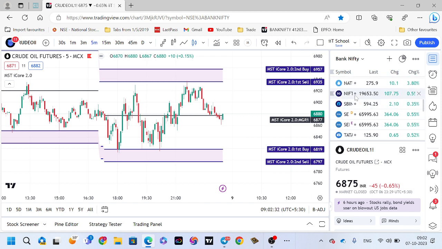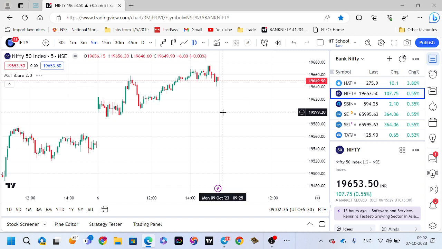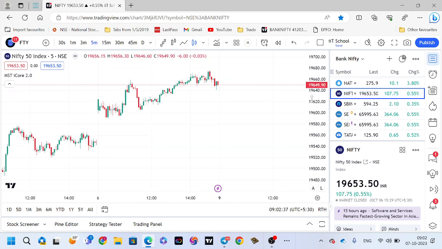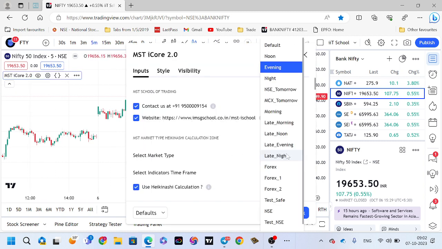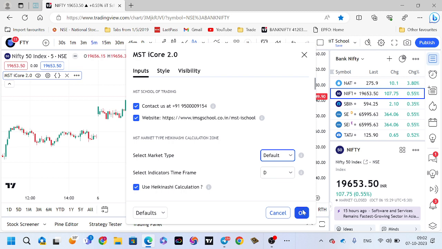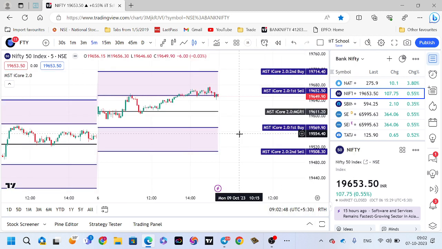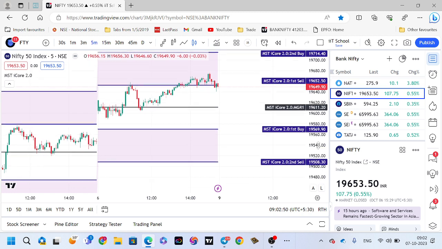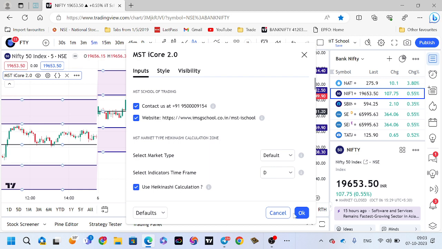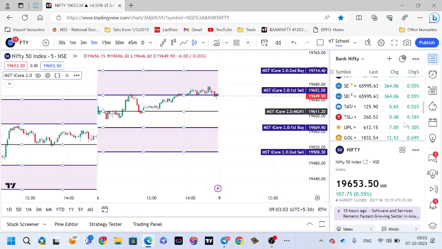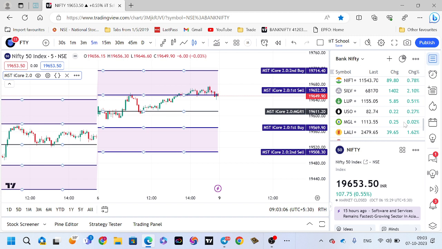Let me show you what happened in the Nifty. For Nifty we cannot keep the evening market, we have to keep the default market, right? Evening market is only for MCX. See here, sell activated, targets hit. We have to reduce the stop loss. If you had reduced the stop loss, then two targets would have hit. So hope this is clear. Take any script and trade as per your convenience, so that you will get a very decent profit.